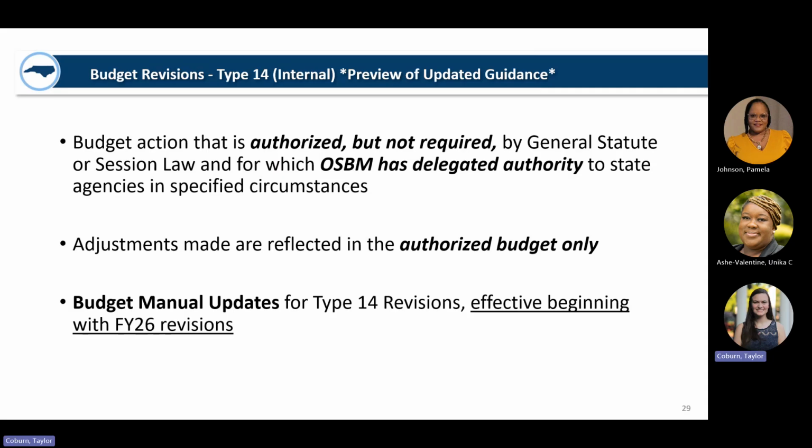Adjustments made on Type 14 revisions only impact the authorized budget columns of your reports, similar to your Type 12 revisions. Today, we'll discuss updated Type 14 guidance effective beginning with fiscal year 26 revisions. All fiscal year 25 revisions to close out the year completed as Type 14s should comply with the current delegated authority.